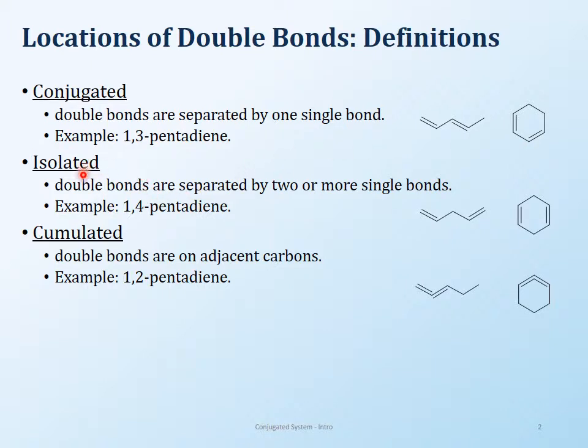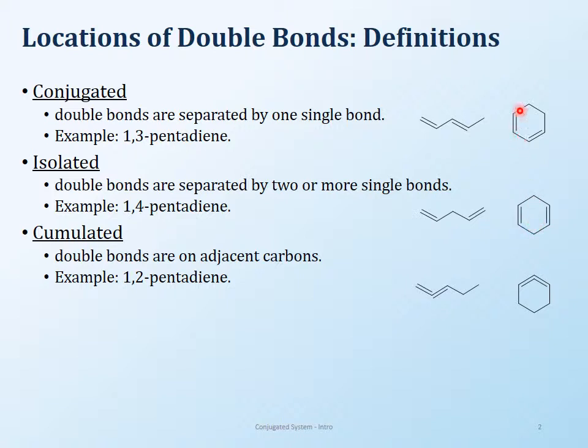Then you can have what is called an isolated system. In an isolated system, the double bonds are separated by two or more single bonds, which means the double bonds are far away from each other. So here is a double bond, and then here are two single bonds, double bond. In a cyclohexane system, the double bonds are like this, far away from each other, separated by two bonds.